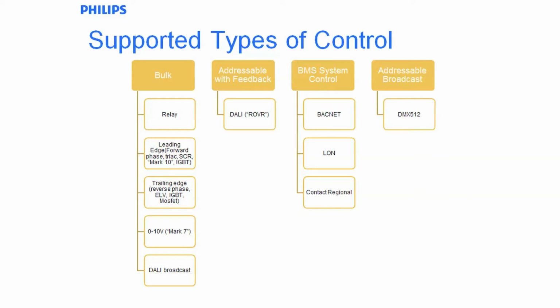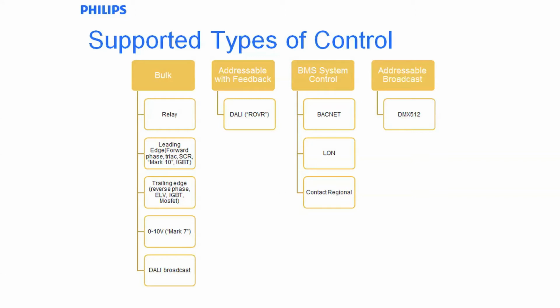Our base level device we can do 200 points. The mid-tier device 600 points. And using what we call a soft JACE application, we can go up to many thousands of points. Most of our products can also support DMX512.